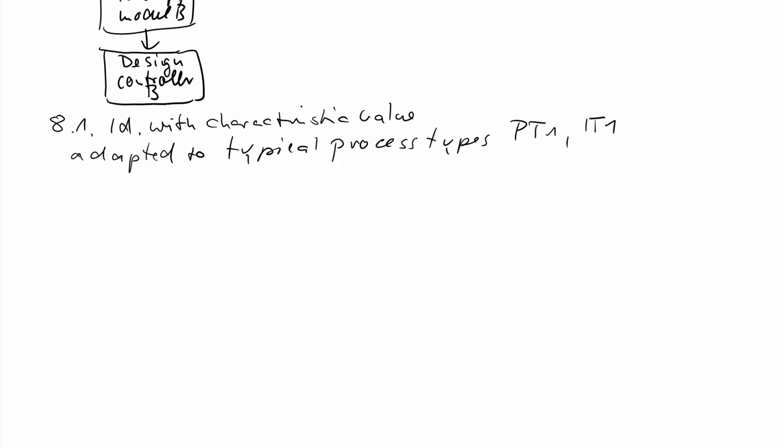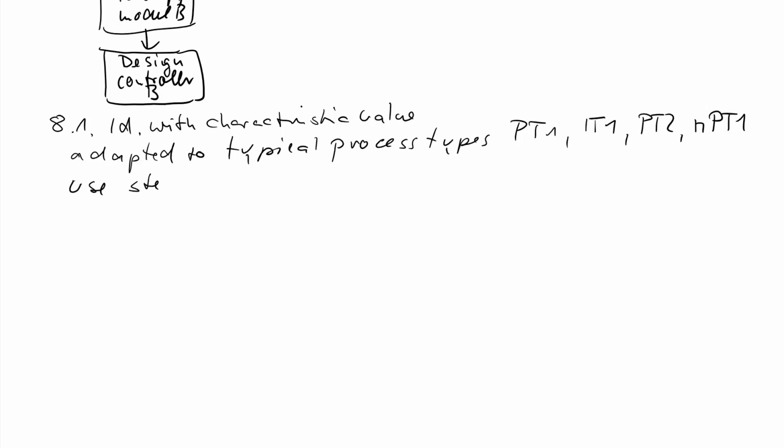Then IT1, that is an integrating process with one delay. Then a PT2 with oscillation possibilities, or a typical process is a chain of a number of PT1s, and the number of PT1s could be 2 or 3 or 5 or 10 or 1,000, doesn't matter. If you have a chain of PT1s, I give you in chapter 8.1 some ideas to identify a good model for controller design.